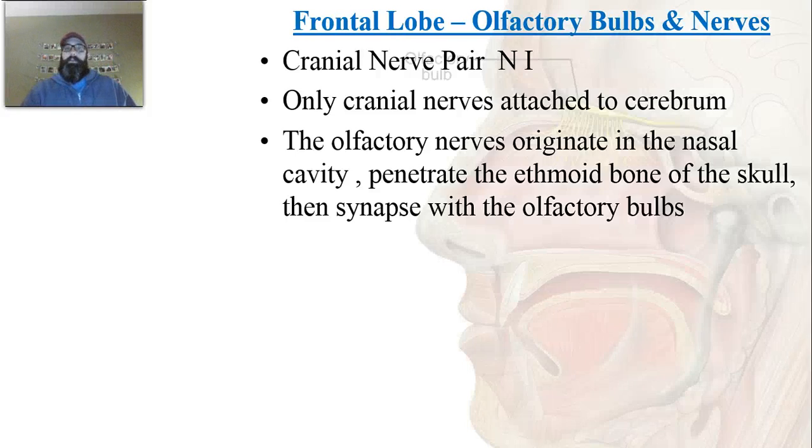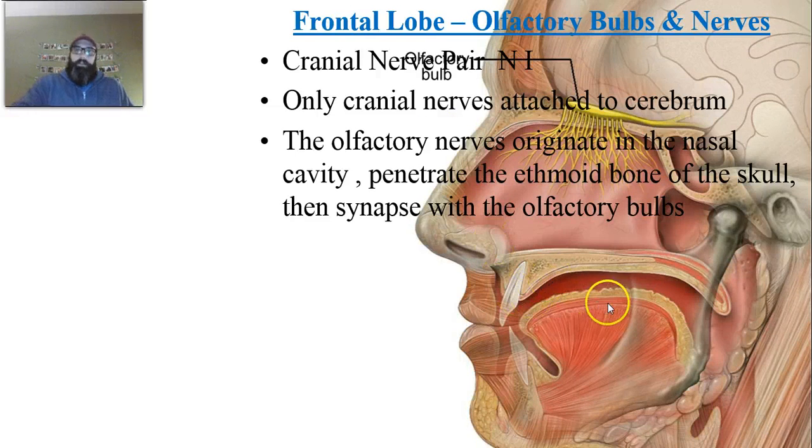two olfactory bulbs. If you look at this picture right here, I know it's kind of hard to tell because it's sitting behind the text, but this is the olfactory bulb right here. This is the frontal lobe of your brain. These are the olfactory nerves. See how they're penetrating into the nasal cavity right in here?